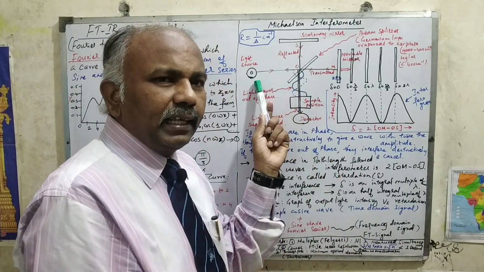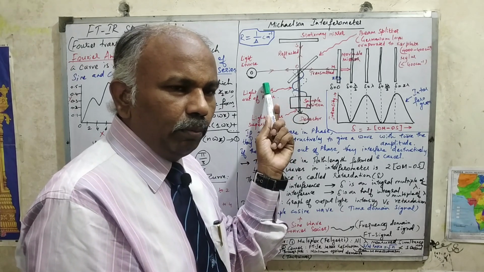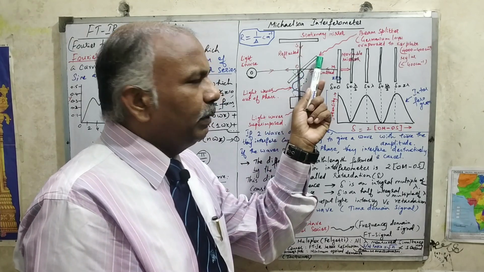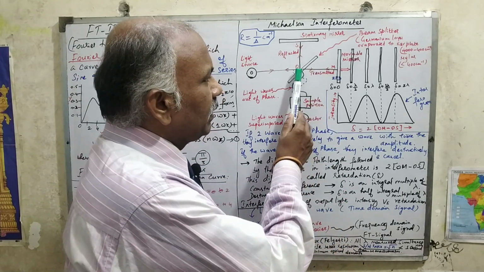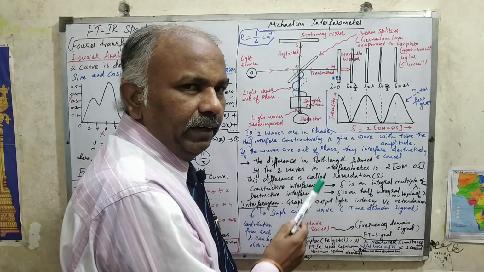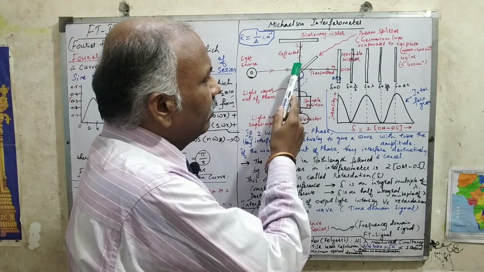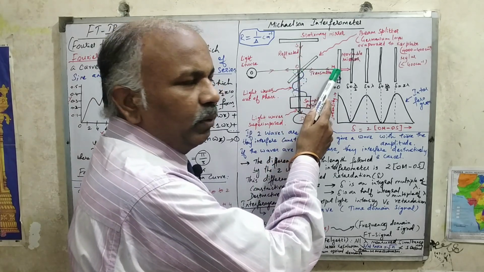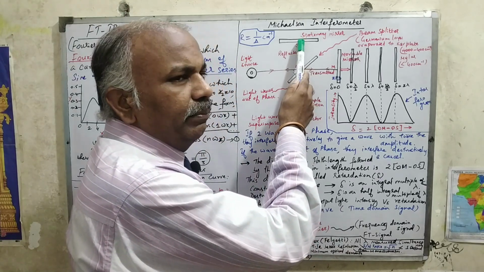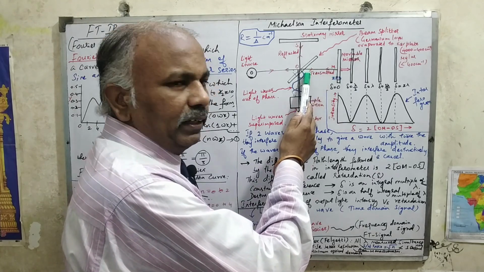Now, when I pass the light radiation here, this is a monochromatic source of light radiation from the globar source, it will hit the beam splitter. Once they hit the beam splitter, some of the light radiation will get reflected and some will get transmitted, right? The reflected light radiation will go and hit the stationary mirror, whereas the transmitted light radiation will go and hit the movable mirror. Once they hit the stationary mirror, they are reflected back, and once they hit the movable mirror, they are again reflected back, right?